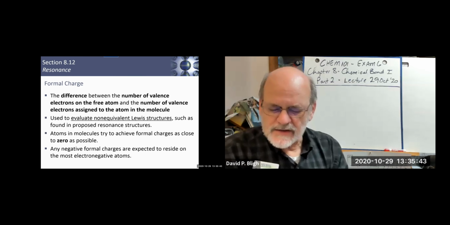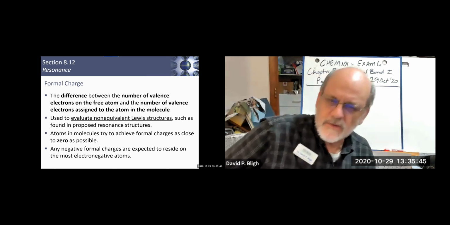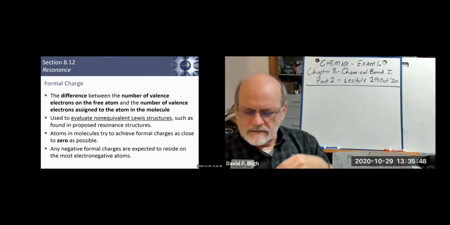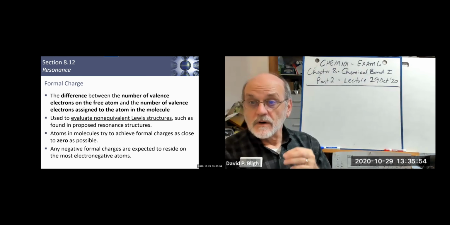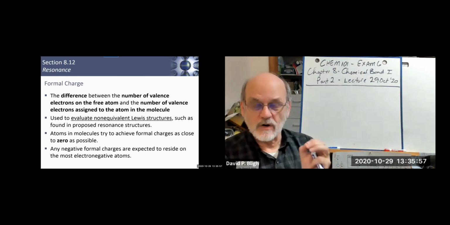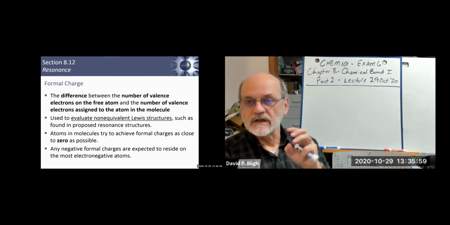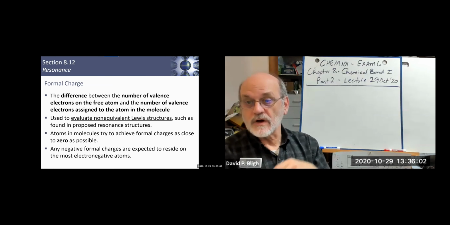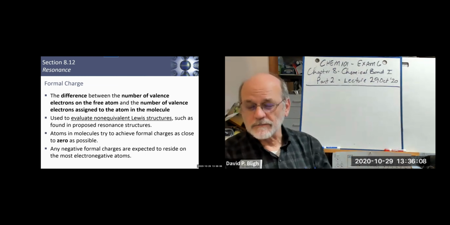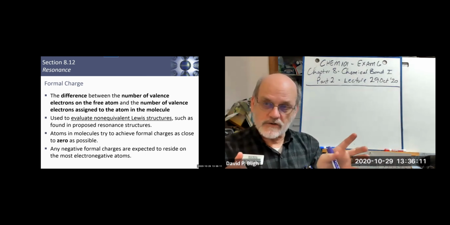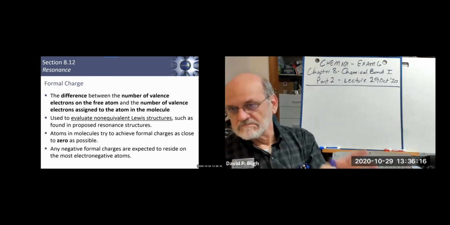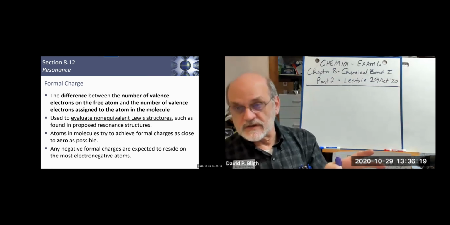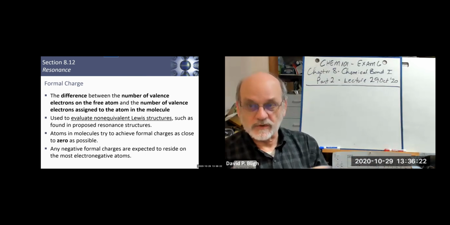And the reason we do that is because the idea is that Lewis dot structures are best representations when we tend toward zero. In other words, no difference between the free atom and the bound atom in terms of the number of valence electrons. Sometimes you get zeros all around, sometimes you don't. But if you get two Lewis dot structures, and one of them has like -2, -3, -4, and the other one has -1 or 0, you're going to pick the one with 0 or -1. That's what that says.